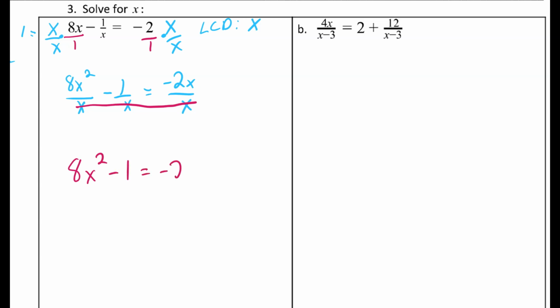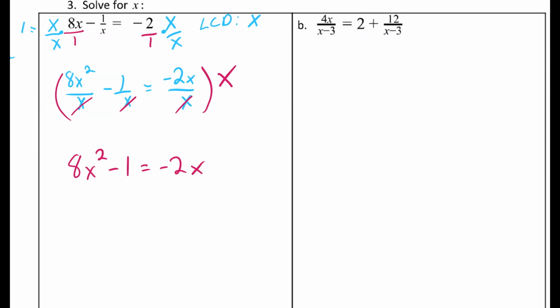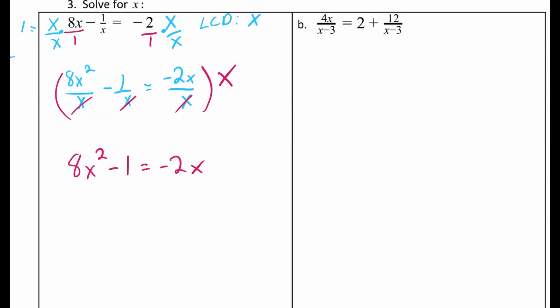as your new equation. The reason that works is because if you tried to, let's say, multiply this whole equation by x, it would reduce to 1 here, it would reduce to 1 here, it would reduce to 1 there, and all you would be left with are the numerators. So when you have common denominators, you can think about that as just canceling the denominators and writing a new equation with the numerators.